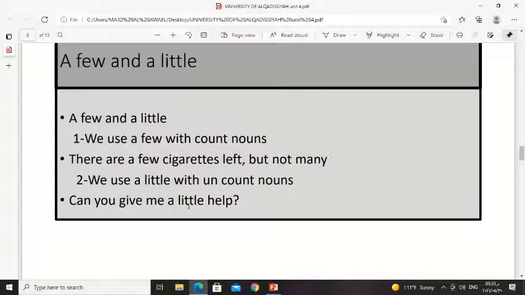Can you give me a little help? Help، إذا ترجعون إلى الملاحظات راح تلقوها هي uncountable.